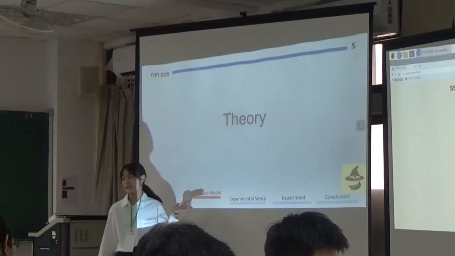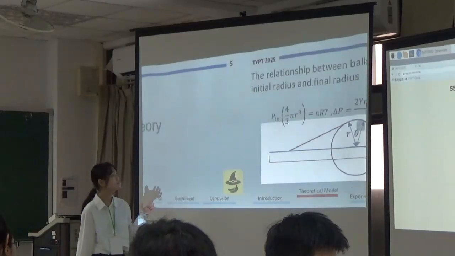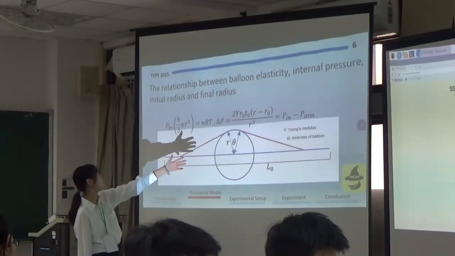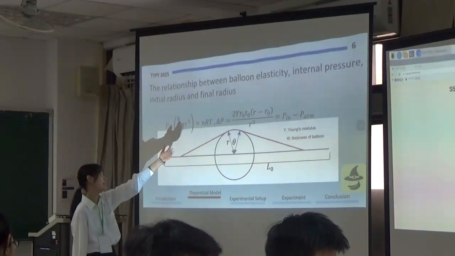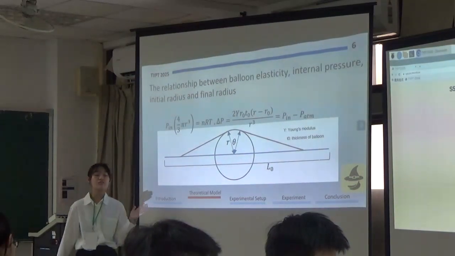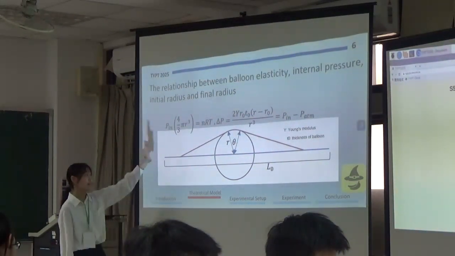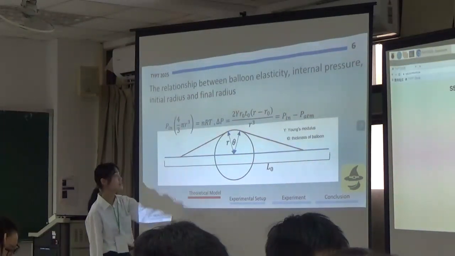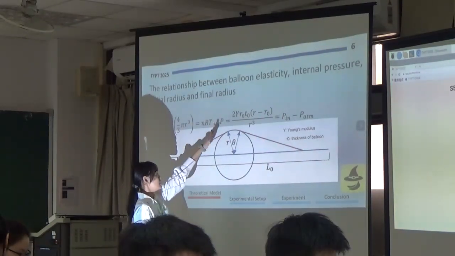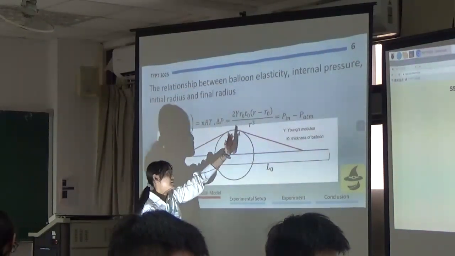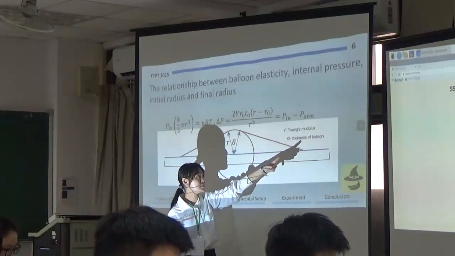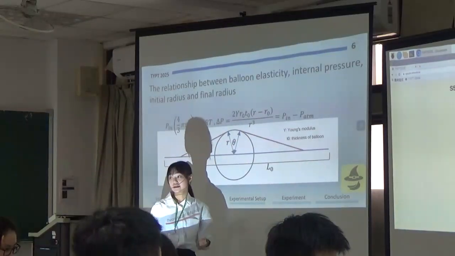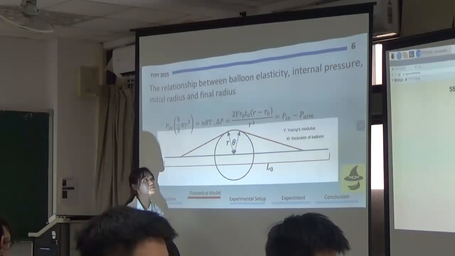This is star theory. The relationship between balloon elasticity, internal pressure, initial radius, and final radius. According to the formula of ideal gas, we can get this. And this is the volume of the balloon. And the change of the pressure equals this. And Y stands for Young's modulus, T stands for thickness of balloon, and it equals the inner pressure minus the outer pressure.